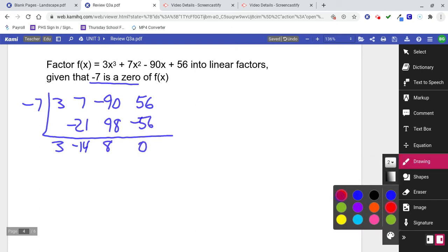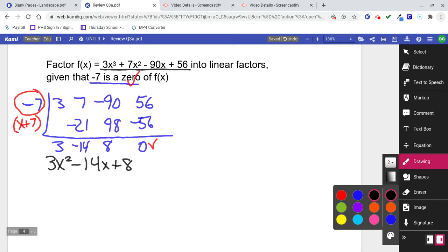But I knew it was going to be a 0 because they told me it was going to be a 0, right? That just tells me that this is a 0, or this is a factor. I know x plus 7 is a factor, but more importantly, I've broken the problem down. It was an x to the third polynomial, but I knocked off a power of x, and so I broke it down into an x squared: 3x squared minus 14x plus 8.